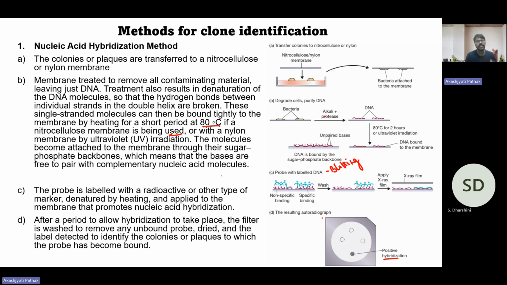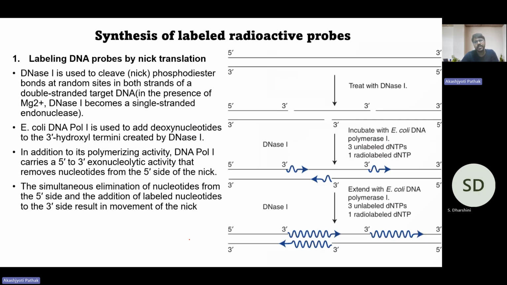Now, in the next step, you add the probe. It can be a single-stranded DNA which has a fluorescent tag, or any radio-labeled molecule. This probe will bind to the DNA to which it is complementary, and then you can visualize it by autoradiography or by detecting the fluorescent signal. Okay. Now, how do you generate this?